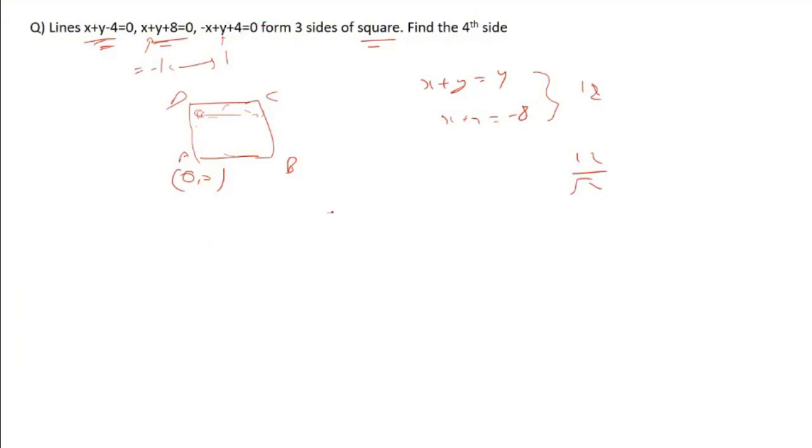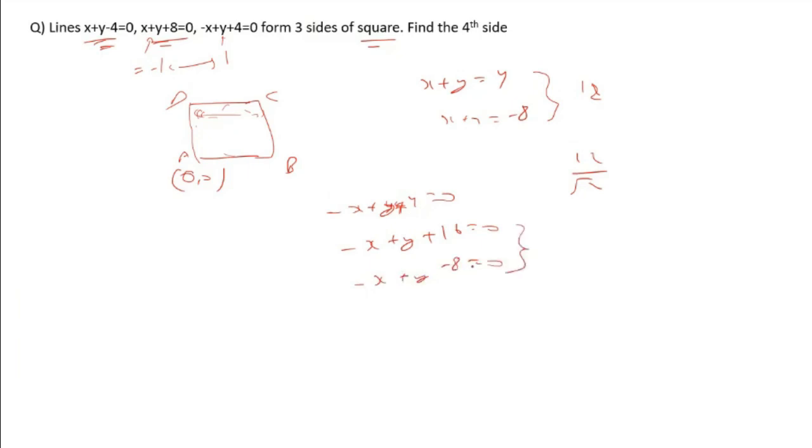Right? So minus x plus y plus 4 equal to 0. The fourth side should have a gap of 12 with respect to this line, so that the distances remain 12, or 12 by root 2 if you want to be accurate. But yeah, what will that line be? That line could be minus x plus y plus 16 equal to 0. But also that line could be minus x plus y minus 8 equal to 0.